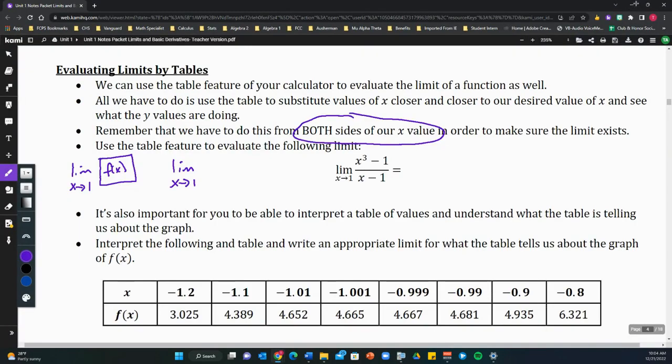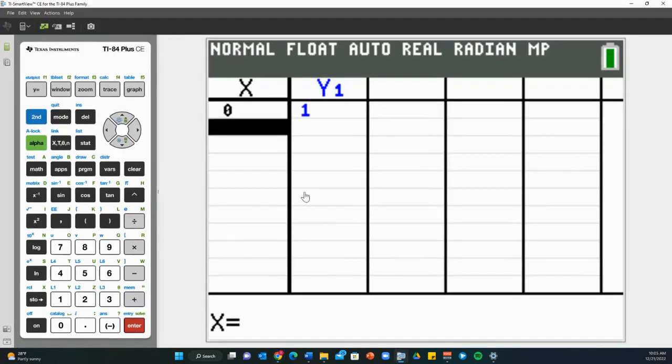If you think about a number line, 1 is the value I'm concerned with. So I started with 0. We basically just want to keep scooting closer and closer and closer until we see some kind of pattern going on. If the limit really does exist, you're going to see those y values are getting closer to a particular value. So let's say I wanted to do 0.5 and then 0.9.